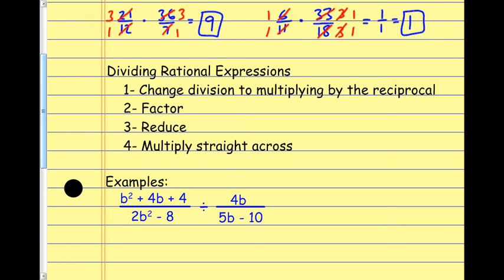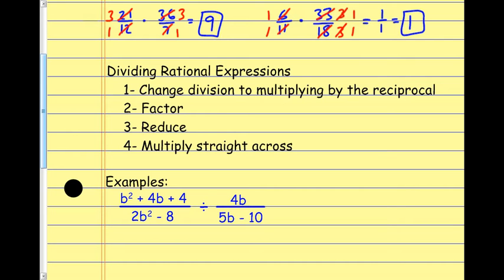We're going to factor everything completely. We're going to cross out any common factors, anything in the numerator with anything in the denominator. And then we're going to multiply straight across. Okay? So really the key step here is to change division to multiplying by the reciprocal. And then from there, it's the same basic steps we've been doing. We factor, we reduce, we multiply straight across.